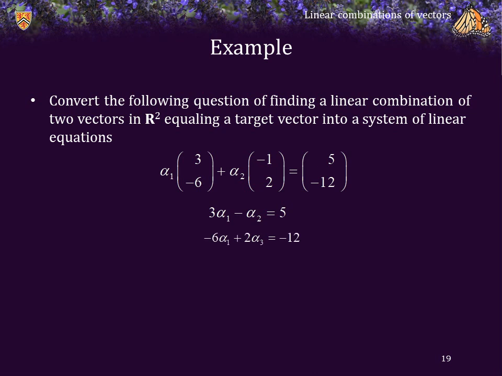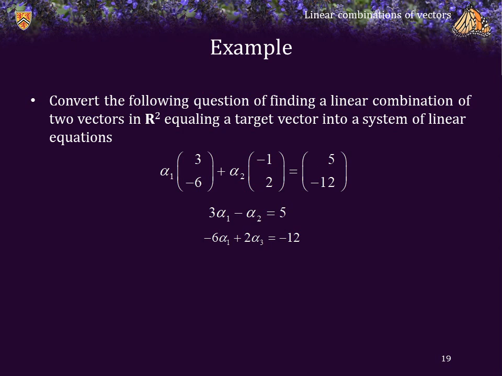All right. This system, however, has no solution. For if we add 2 times the first equation onto the second, we get that 0 is equal to negative 2, which is never true. Consequently, no solution exists to the system of linear equations. However, we can also see that from the vectors. You'll observe that the vector 3, -6 is a scalar multiple of the vector -1, 2.